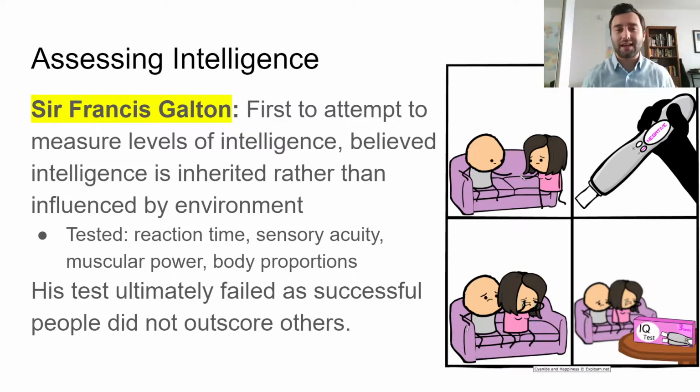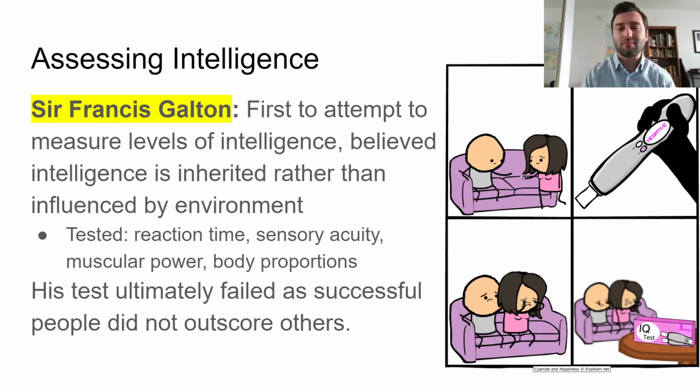Now, the way that he tested intelligence involved a whole bunch of different things. I'm just going to give you a few examples, but I think there were like 13 or 14 different little tests that they did. He tested things like reaction time, sensory acuity, muscular power, and body proportions. So they literally measured the proportions of your body.